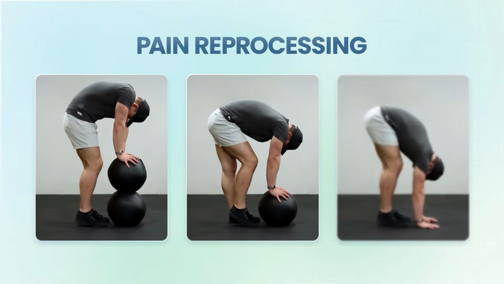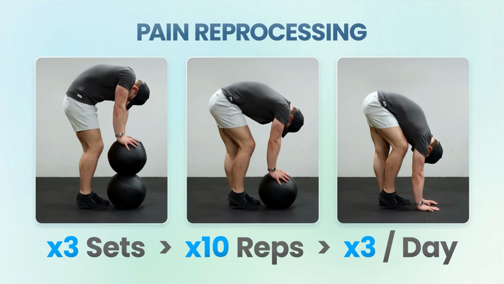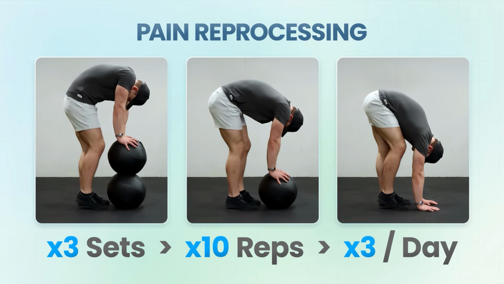We start with the most painful movement. Pick the most uncomfortable variation and start with the easiest progression. 3 sets of 10 reps 3 times a day, working your way from easiest to hardest. This will only work after completing phase 1 and help you desensitize your nerve to return to movement.